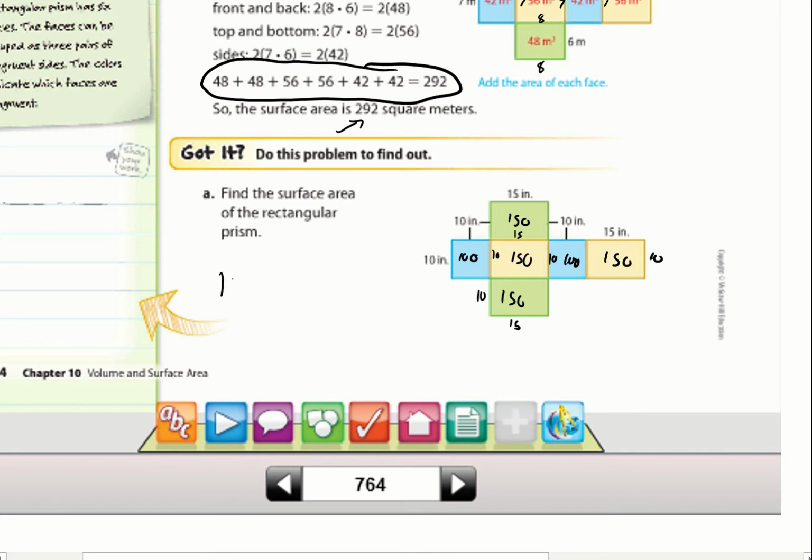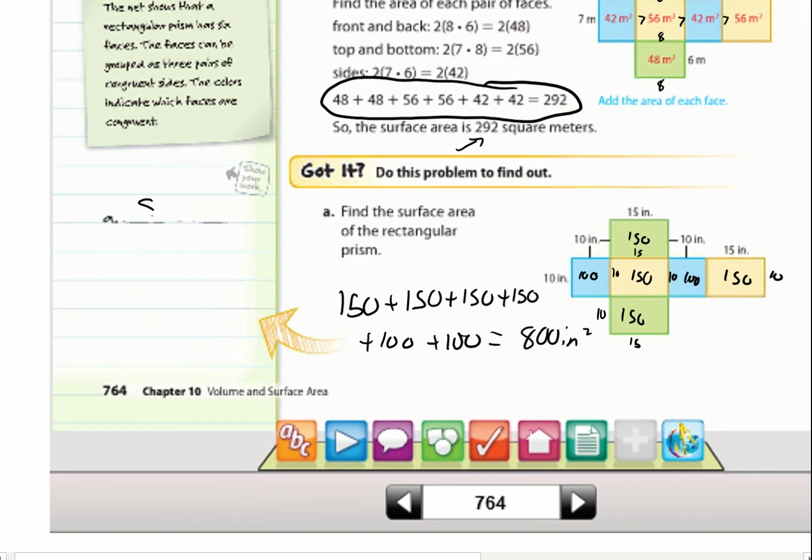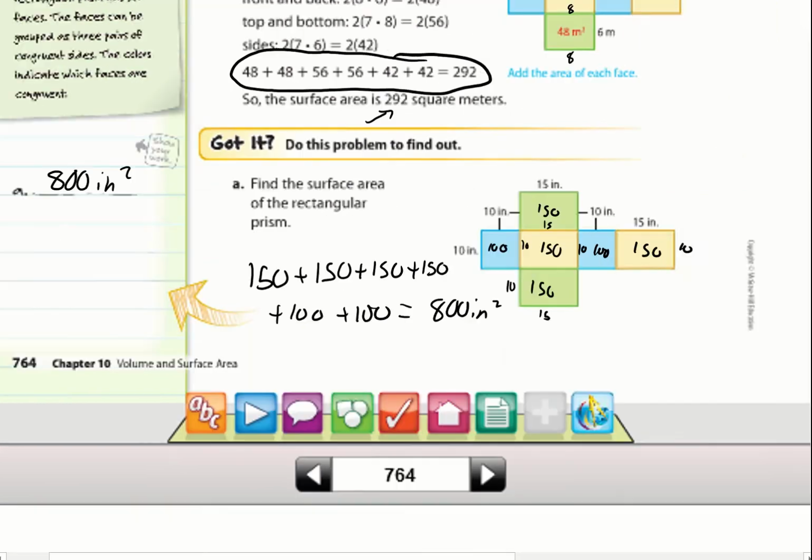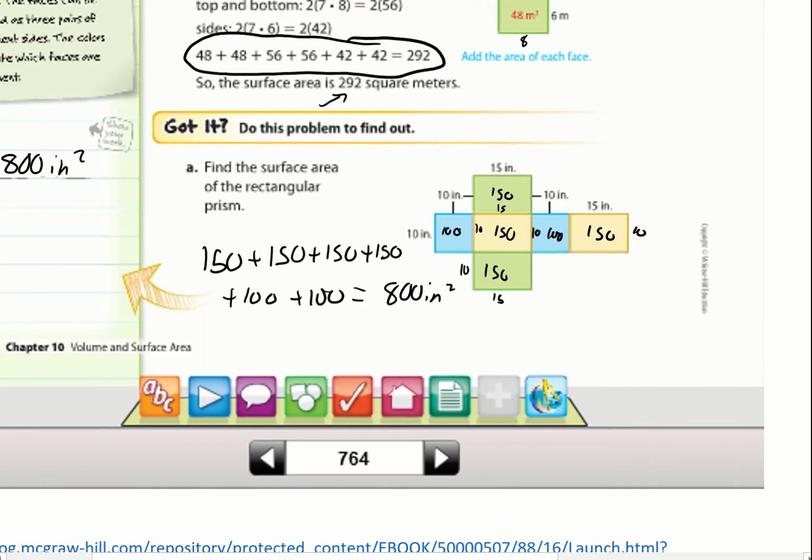So I have 6 sides, so I have to make sure I have 6 numbers. 150 plus 150 plus 150 plus 150 plus 100 plus 100. So it's going to be 600, 800. This equals 800 inches squared. So remember, the reason why I needed 6 numbers is because I have 6 different sides in a rectangular prism. So I know I'm going to add 6 areas together.